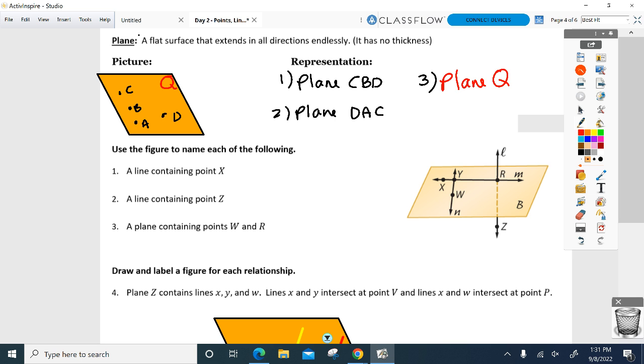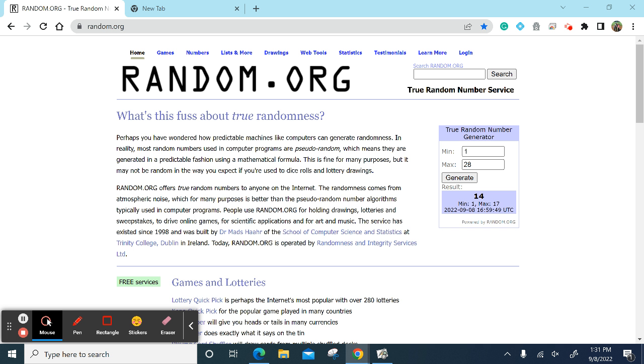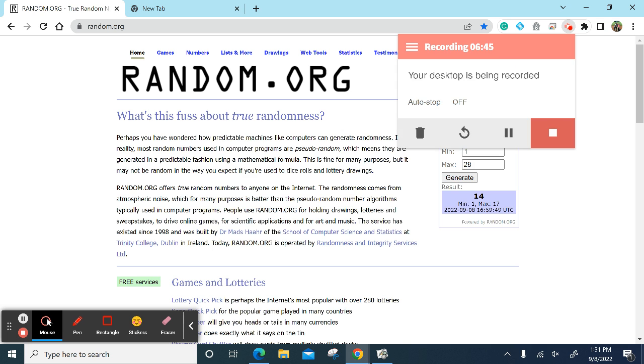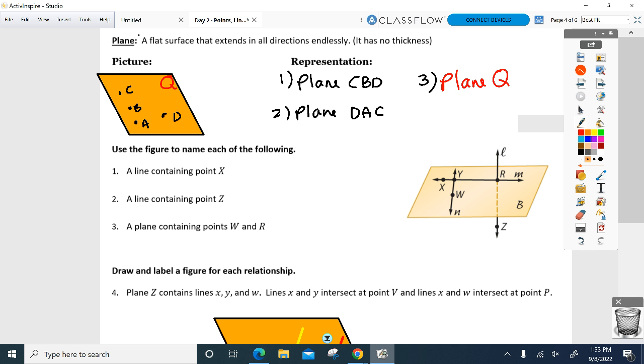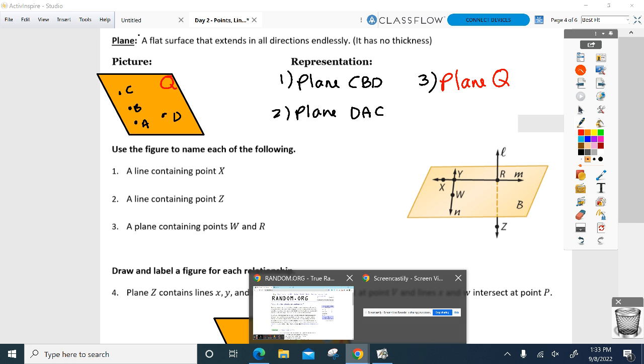All good? All right, 1, 2, and 3. Got a couple seconds here. Go ahead. Write it correctly using your new symbols. What do you say? Let's roll here. A line containing point X.